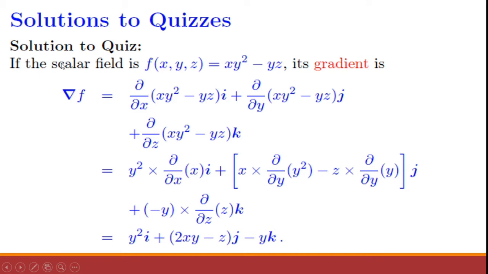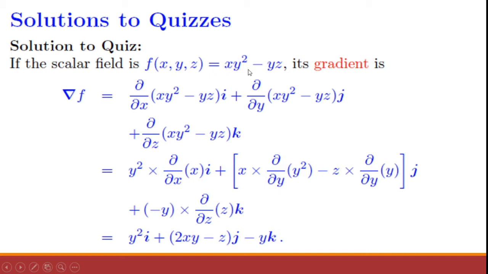Moving on to the next problem. Let us suppose there is a scalar field f of x, y, z, which is equal to xy square minus yz. If you observe here, I am saying that this is a scalar field. That means it should have only magnitude but no direction. Hence, there are no unit vectors such as i, j, k. That means only magnitude is there, which is a scalar.